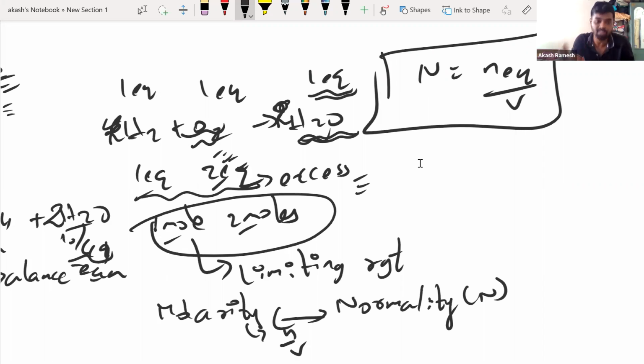We do not need to know the balanced chemical equation. As long as I know the reactants and products, I can do the calculations. That is the beauty, the advantage of using the equivalent concept. Okay, fine. So we started all this.